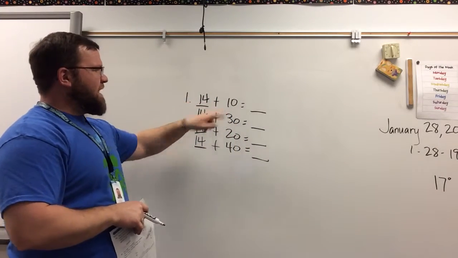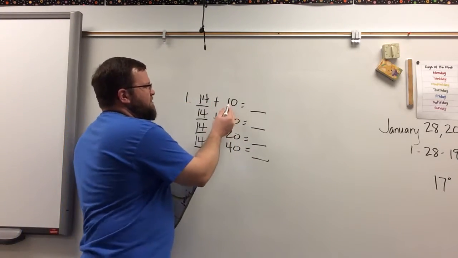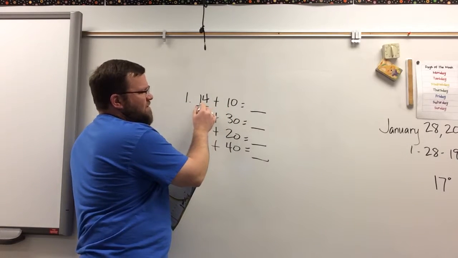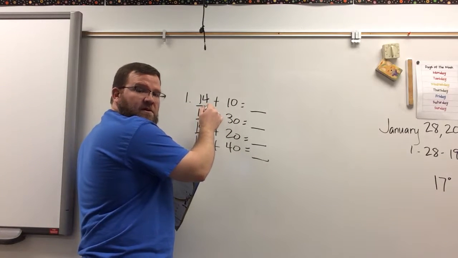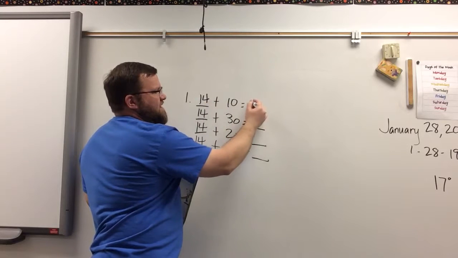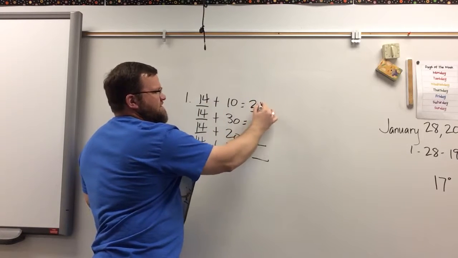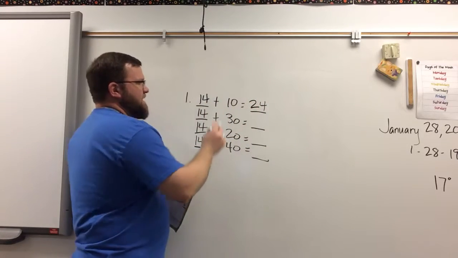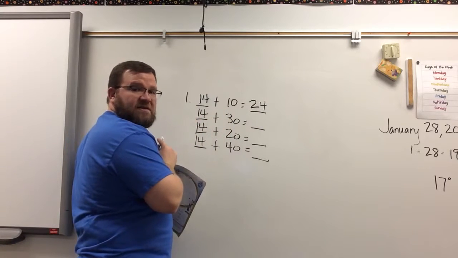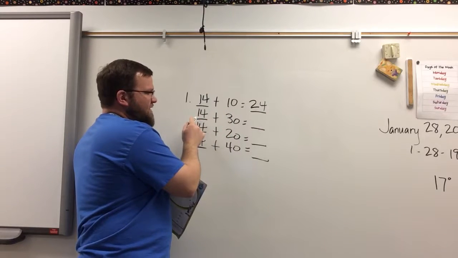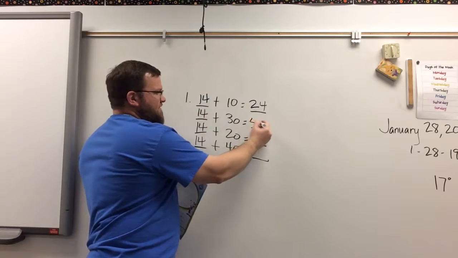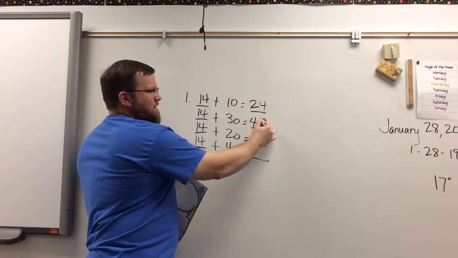We got 14 and we're going to add 1 ten. And when we add 1 to our tens column, what do we get? That's right, because we have a 1 in the tens column, so that gives us 2. Our 4 stays the same, 24. This time we're going to add 3 to the tens column. Again, in our tens column we have a 1. When we add 3 to that, we get 4. And our 4 in the ones column stays the same.